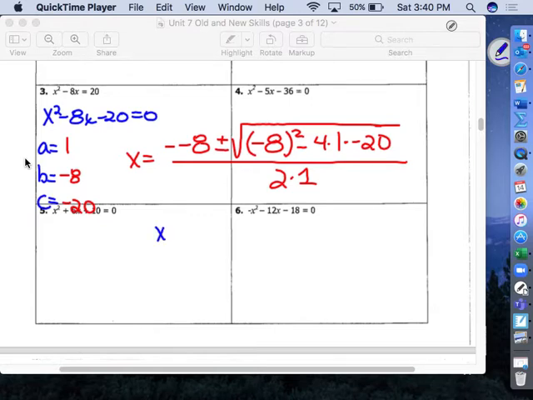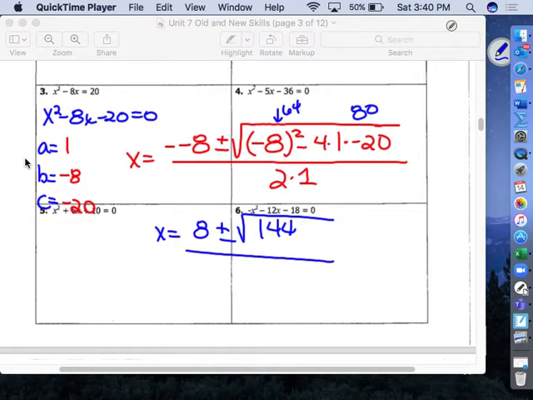8 becomes positive. Plus or minus, that's going to be 64 plus 80, which is going to result in 144. 64 plus 80, 64, and this results in 80. Adding those two together, I get 144, and then my denominator is going to be 2. 144 is a perfect square, so the next layer is going to be 8 plus or minus 12 over 2.